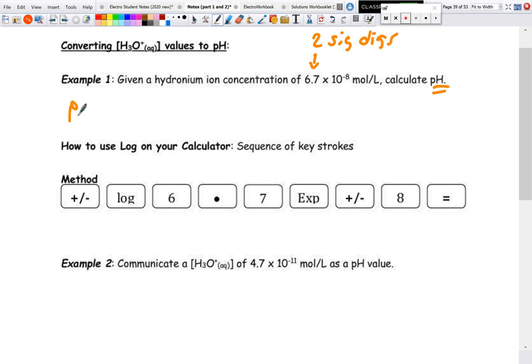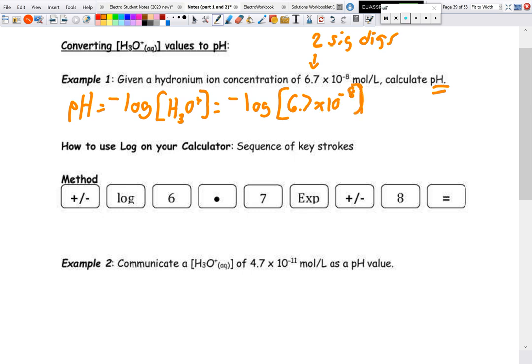If we want to get the pH, it's just the negative log of the concentration of hydronium. So that's negative log of 6.7 times 10 to the power negative 8. When you put that into your calculator, we will get 7.17. I'm giving 7.17 because this is 2 significant digits.